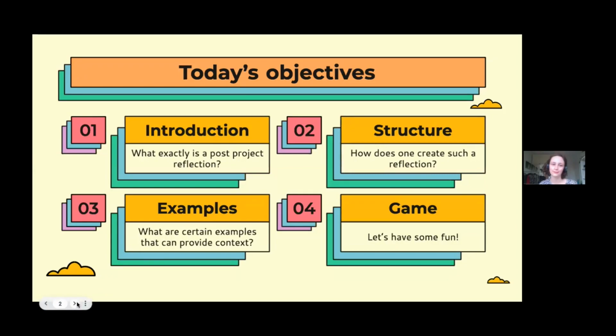Okay, so today we will first have an introduction. What exactly is a post-project reflection paper? Then we will discuss the structure you should follow. Then Eva will share some examples, and lastly, Yigisha will have a fun game.